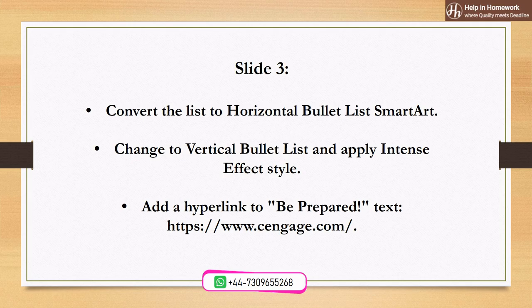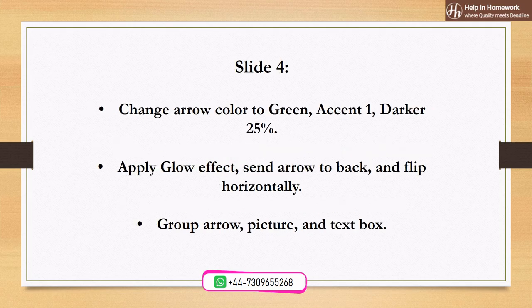Add a hyperlink to the Be Prepared text: https://www.cengage.com. Slide 4: change the arrow color to Green, Accent 1, Darker 25%. Apply a glow effect, send the arrow to back, and flip horizontally. Group the arrow, picture, and text box.